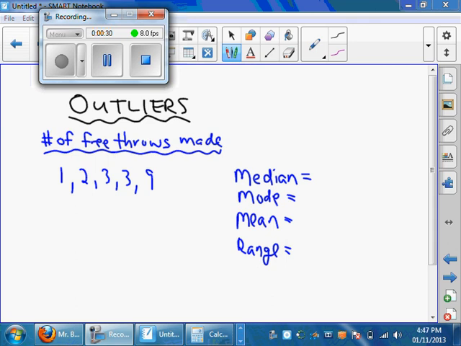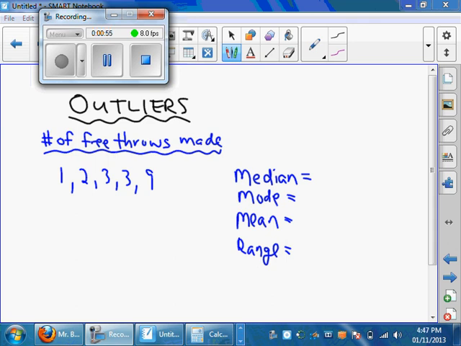And so we're going to be taking a look at this because we want to see the effect that an outlier can have on a set of data, and the importance that we have to make a decision as to whether or not to include that number, because it may actually throw the accuracy of our data that we've gathered off because of one outlier. Okay, so let's take a look at the number of free throws made in this case.